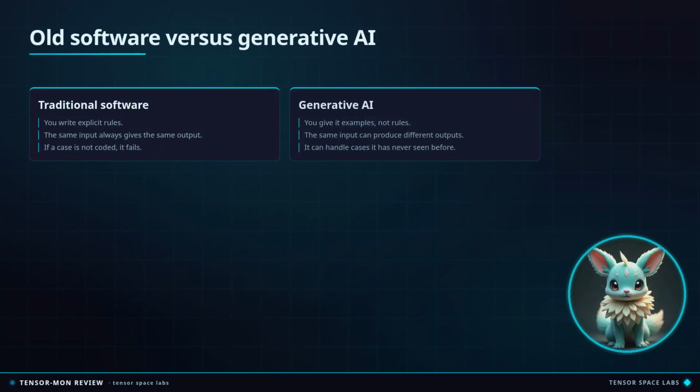Old software is rules you wrote by hand. Same input, same output. Generative AI is different. You do not write rules. You show it millions of examples, and it learns patterns. Give it the same prompt twice, and you might get 2 different answers.